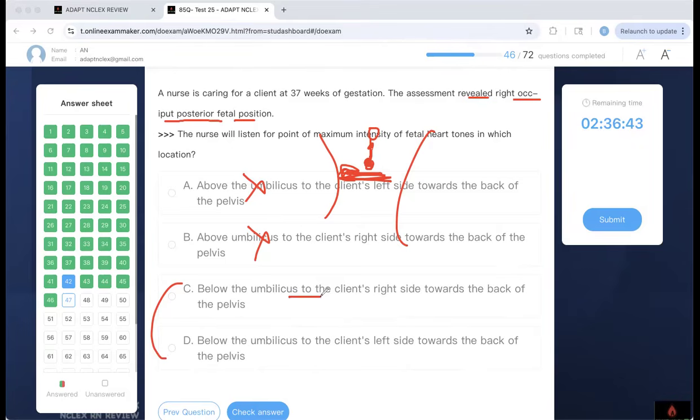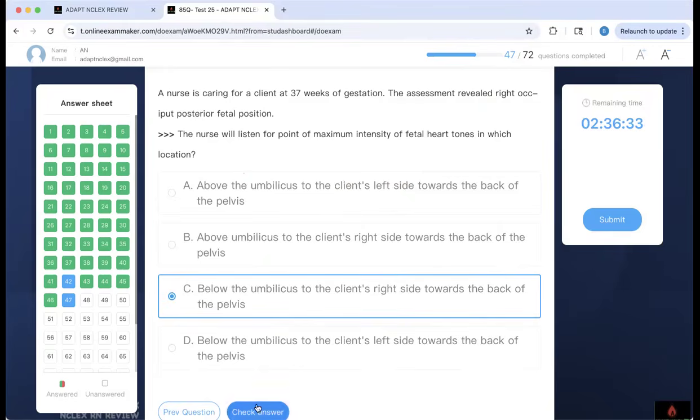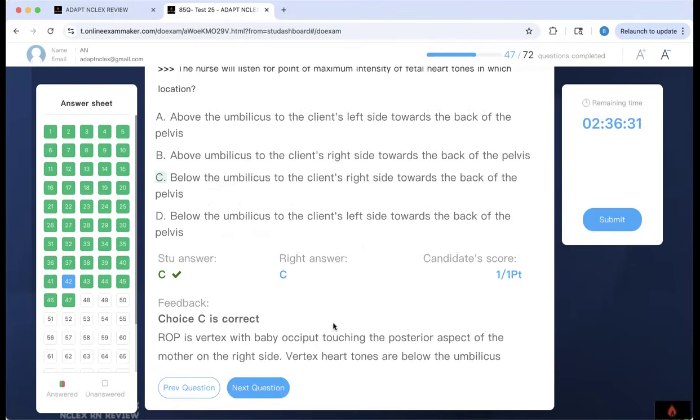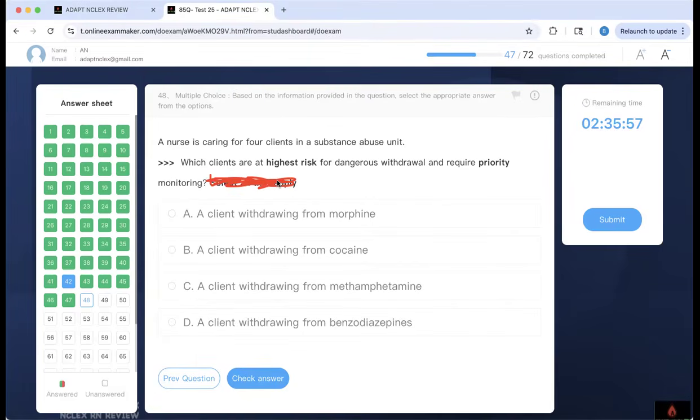Below the umbilicus. But I know the baby is going to the right side. So I will listen towards the right side of the back. And that's all. You figure it out. Is that hard? I know you watched the adaptation. Next time when you see it, you will know it. Right occipital posterior is the baby's occipital touching the posterior aspect of the mother on the right. Fetal heart tones are below the umbilicus.